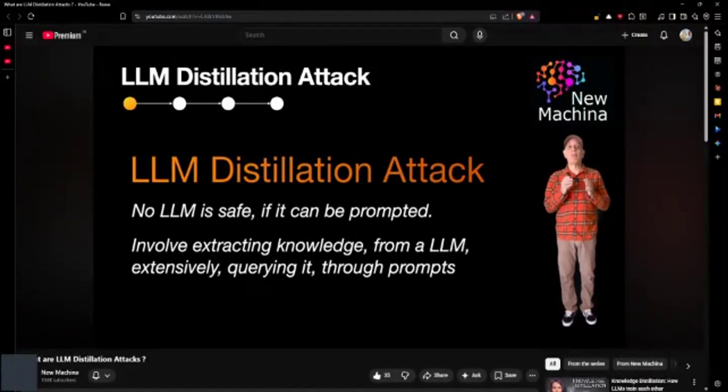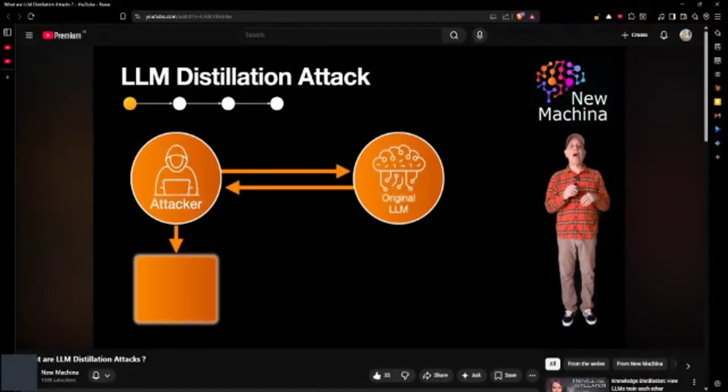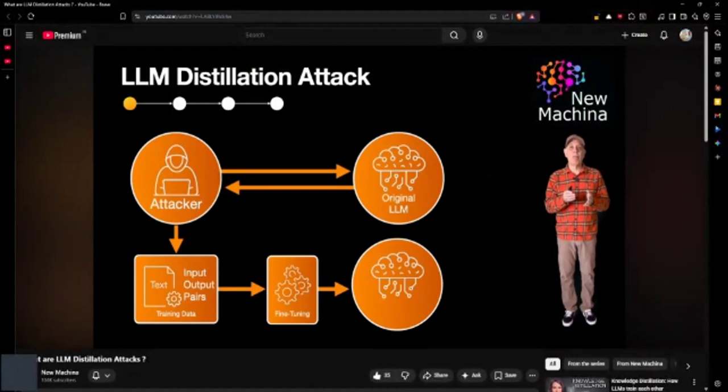In simple terms, LLM distillation attacks are like copying a model's brain by asking a lot of questions and using the answers to build a less capable but similar brain. So how does a model extraction attack work, and how is it a form of distillation?